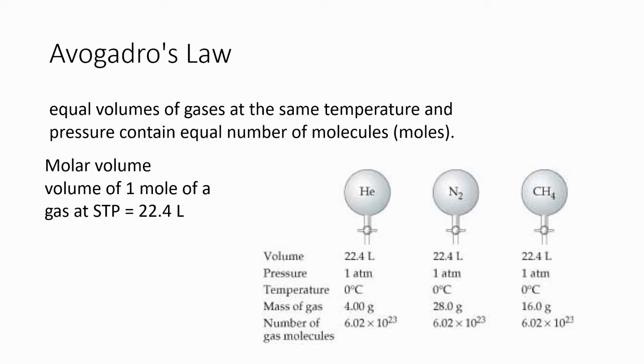So keep in mind, this is at 273 Kelvin and 1 atmosphere or 760 millimeters of mercury. It's always going to equal, regardless of the gas, 22.4 liters. So it doesn't matter if it's helium, doesn't matter the size or the mass of the gas, it's always 22.4 liters.